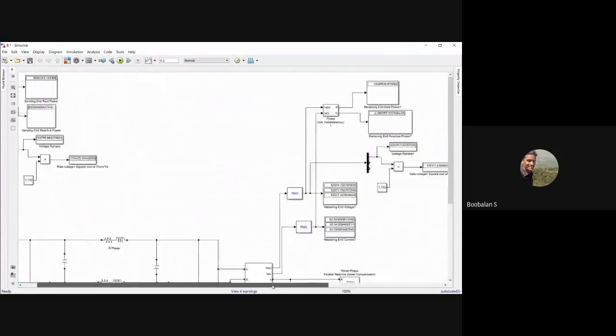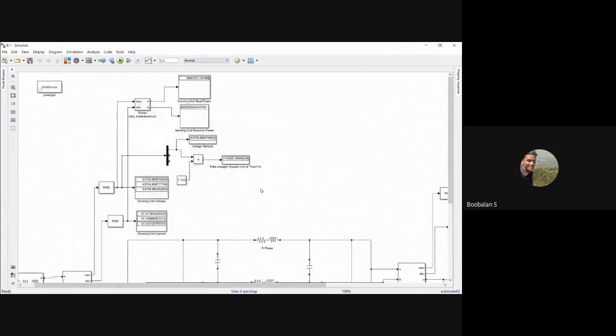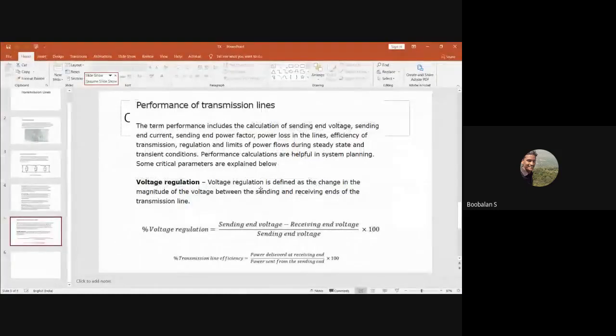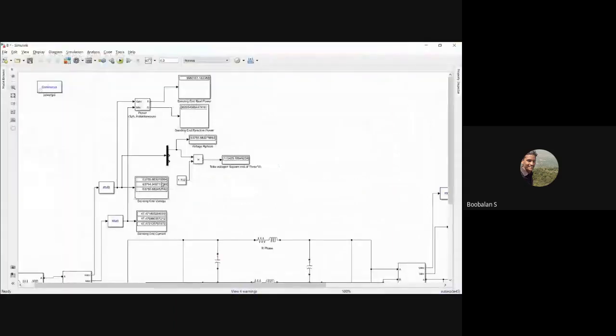So everything we are having. Now we need to calculate sending end minus receiving end divided by sending end, right? This is my formula for percentage voltage regulation. We already have the sending end voltage in our phase over here.